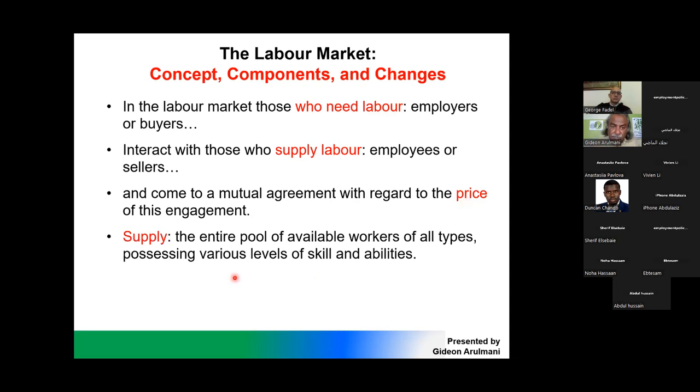Supply. What do we mean when we say supply? It's the entire pool of available workers of all types possessing various levels of skills and ability. So when you look at the labor market as a career counselor, you will find that there are levels of skills. Someone who has done a 3-month coaching in mobile phone repair is at a certain level, whereas someone who has a degree in electronics is at another level, right? And that is the dynamic. The higher your qualification, the more skills oriented your qualification is today, the better the price that your student can command.